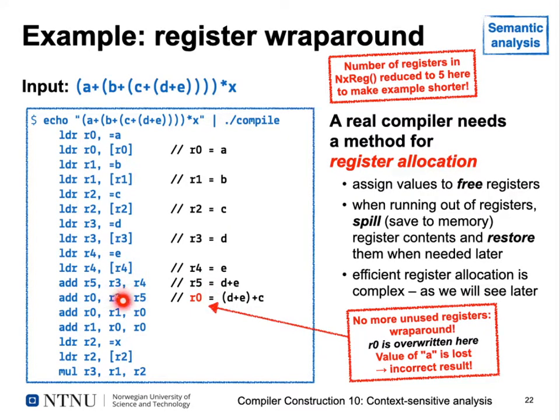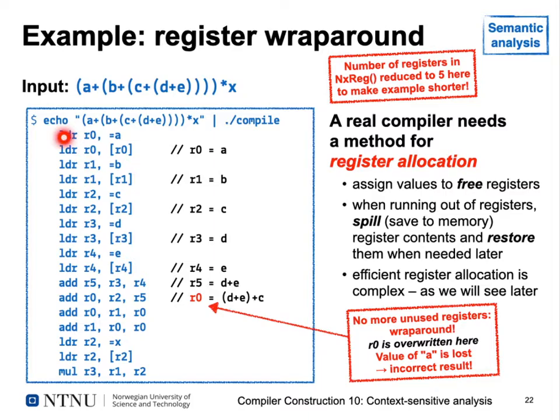And then, unfortunately, our next addition for c plus (d plus e) would wrap around and try to store the result in R0. But this R0 still has the value of a, so we would overwrite the value of a here, which is not a good idea. So register allocation is much more complex in the real world than we've seen before.